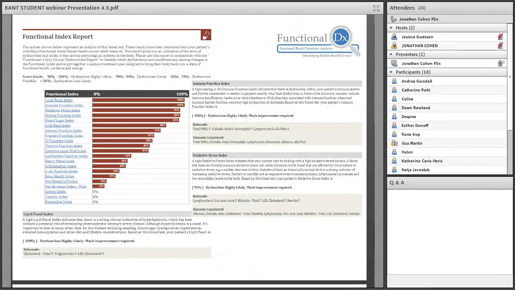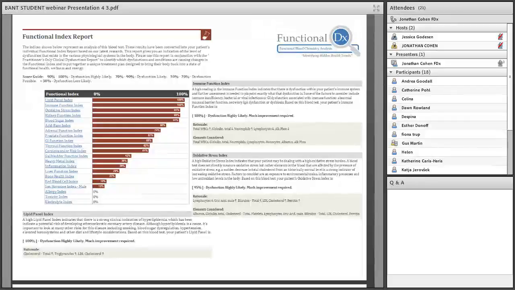We get a functional index report. So, okay, you've got all the individual markers. How does this reflect on the individual indexes, like GI function, thyroid function? Well, his GI function is running at 65%. So there's something to look at going on there, but you can see his immune function is almost 100% certain. His lipid panel needs looking at as well, and he has oxidative stress.